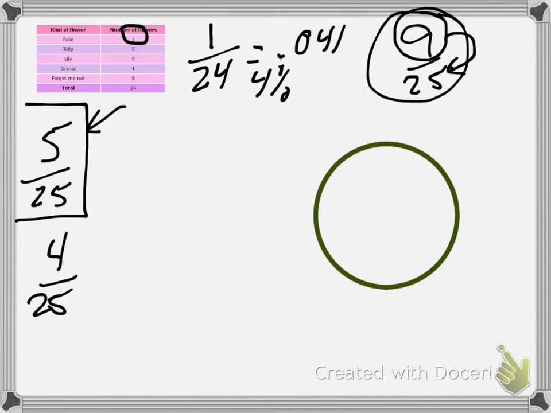Now let's do the same thing with the rest of these. 5 divided by 25, well, that's 20%. So 20%, now decimal 0.20 is the same as 20%.